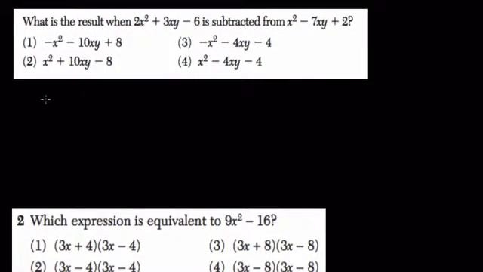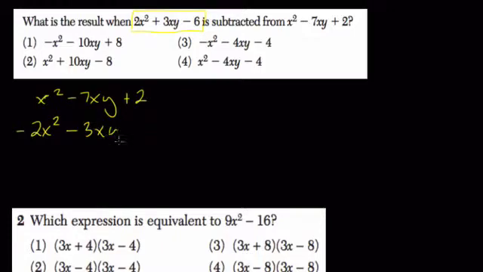What is the result of 2x squared plus 3xy minus 6 when this is subtracted from x squared minus 7xy plus 2? So we have basically x squared minus 7xy plus 2 minus this other expression. And I want to subtract each expression individually. So minus 2x squared, minus 3xy, and minus negative 6. Well, when you subtract a negative, that's a positive, so we add.